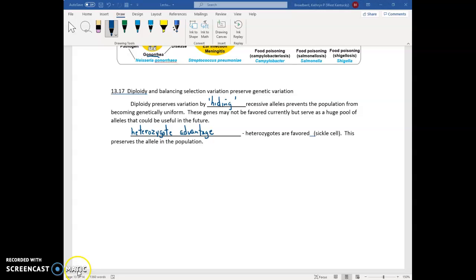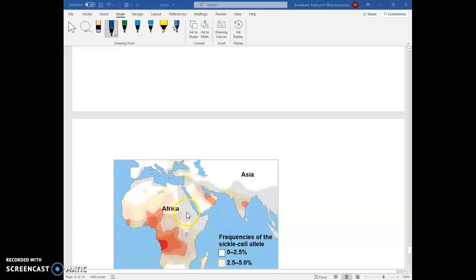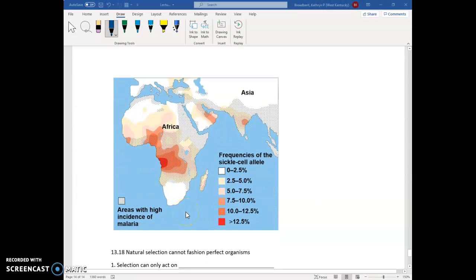The example that we always use for this is sickle cell. If we look at the prevalence of sickle cell, it correlates strongly with the prevalence of malaria, because if someone has only one copy of the sickle cell allele, they are resistant to malaria. Two copies of sickle cell make you very, very sick. And so you want your population to have just enough sickle cell alleles for people to have some of it.